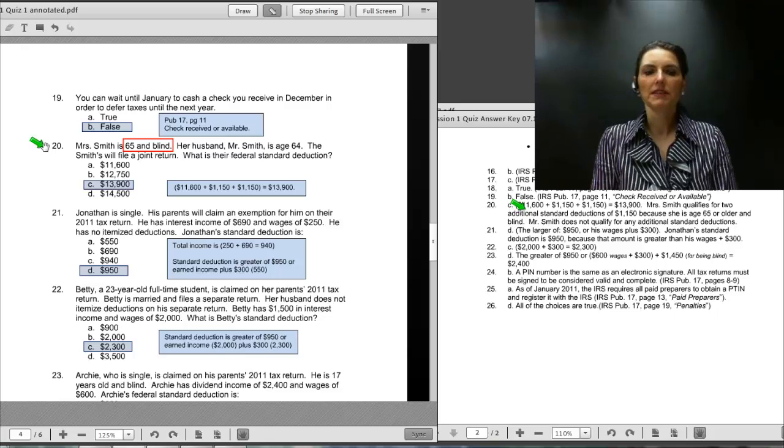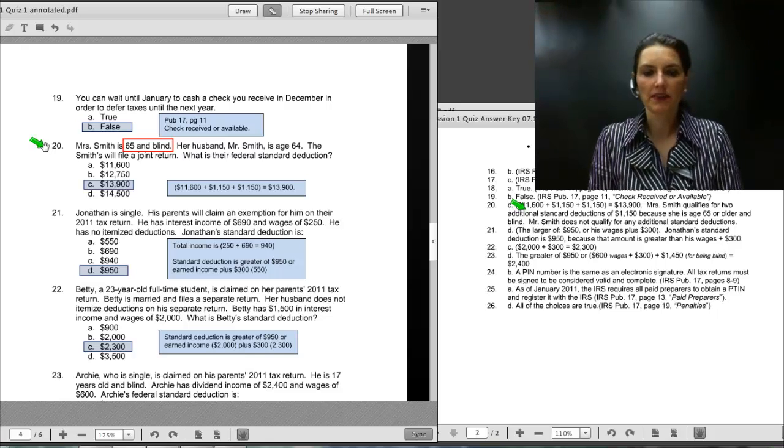Question number 20. Mrs. Smith is age 65 and blind. Her husband, Mr. Smith, is age 64. The Smiths will file a joint return. What is their federal standard deduction?